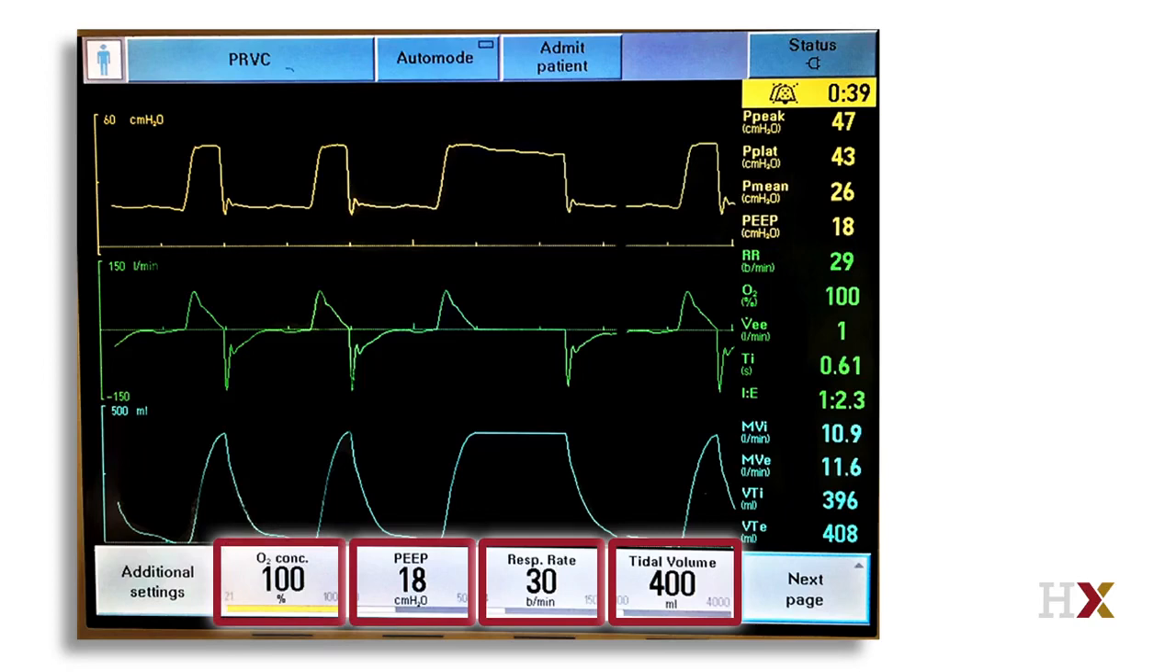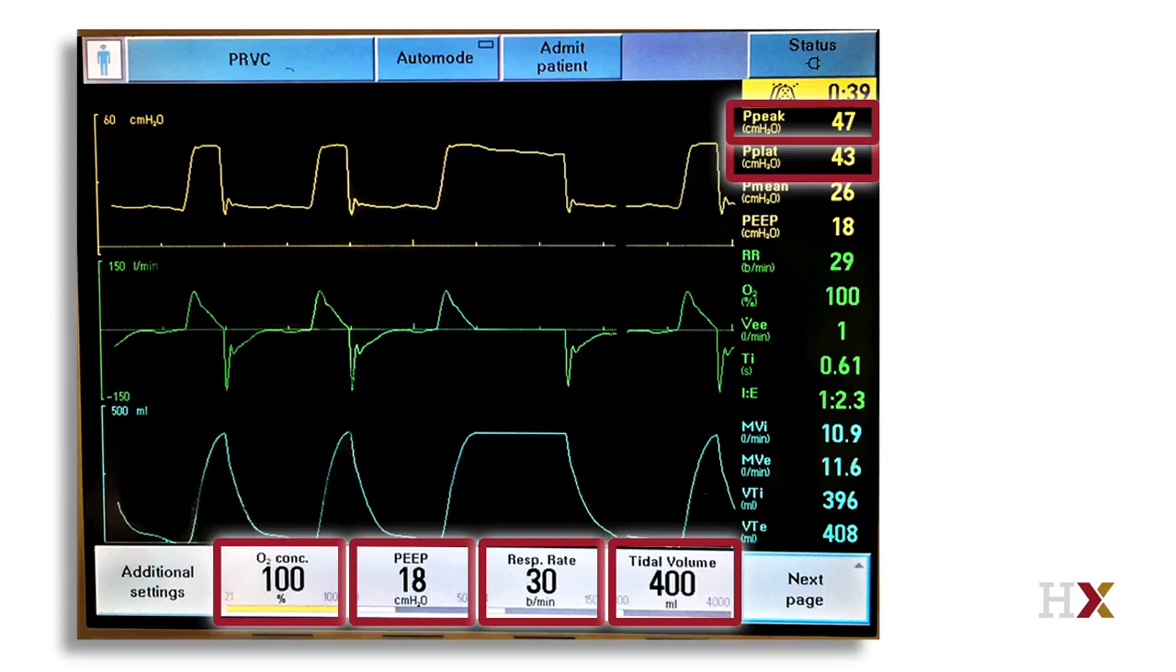If we look at the values that we're receiving, the patient has a peak pressure of 47. This is extremely high and a very concerning level. The plateau pressure has been checked here. We can see that it's 43. 43 is far above 30, and again, this is a very concerning finding.